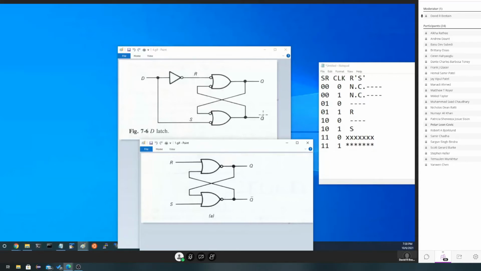The name of this is actually a D latch, because we're not using S and R anymore. So it's called a D latch. What do you think the main use of this is in designing a microcontroller or a processor? Dante, what do you think?